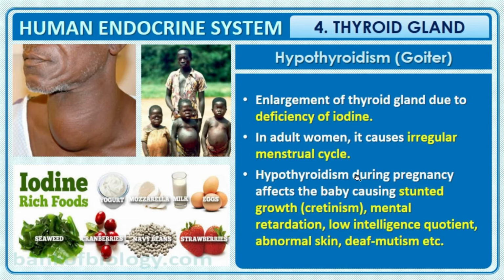Hypo means lack, deficiency. Did you understand? Deficiency of the thyroxine causes this in babies. In small children, the deficiency of the thyroid gland causes stunted growth. That means cretinism, and also mental retardation, low IQ, abnormal skin, and they may be deaf and mute. All these are the effects of hypothyroidism.